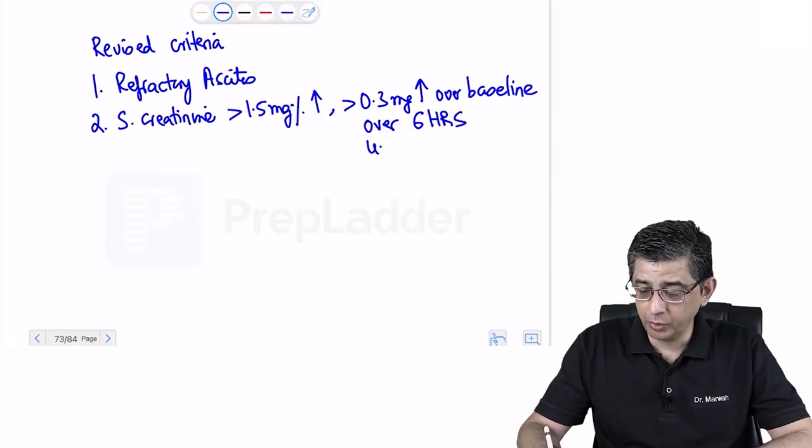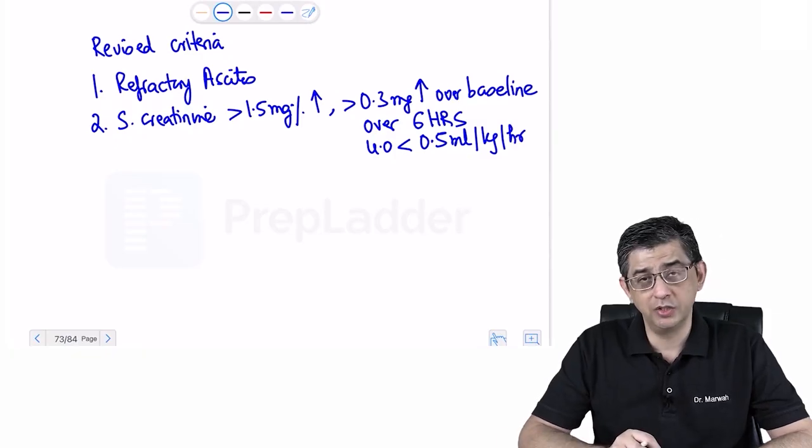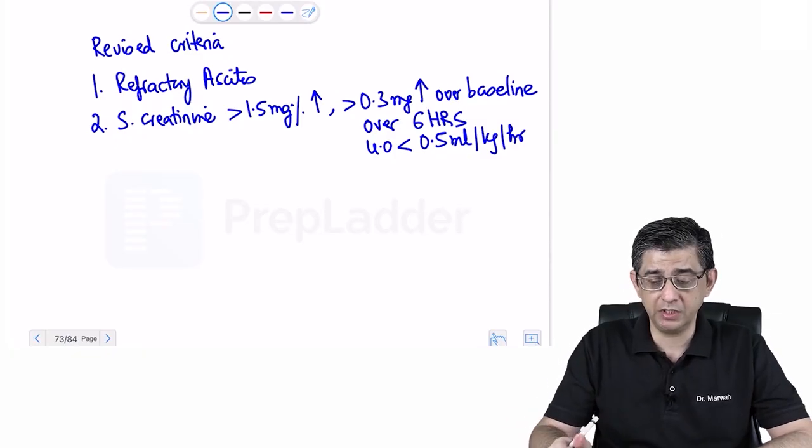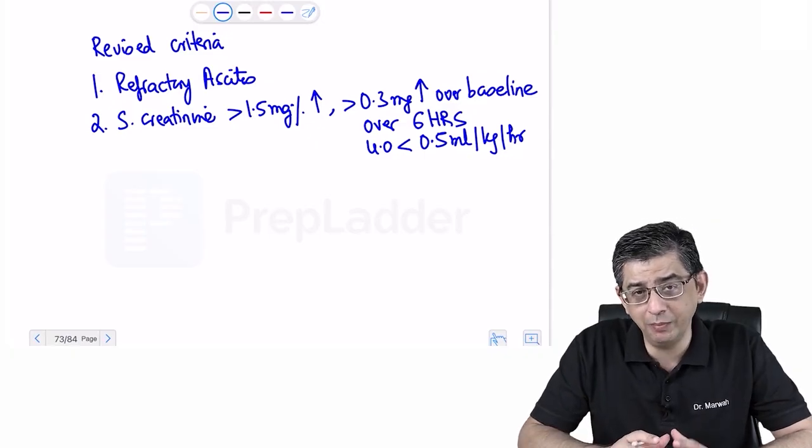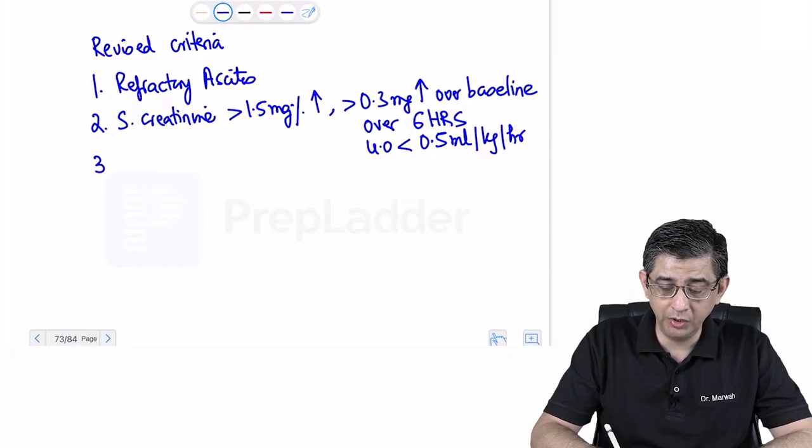So if you're documenting a rise of serum creatinine over the baseline in the previous 6 hours, and the urine output of the patient is decreasing, normal, you very well know, is going to be 1 ml per kg per hour. If it downgrades by 0.5 ml per kg per hour over 6 hours, then that implies that there is a kidney malfunction.